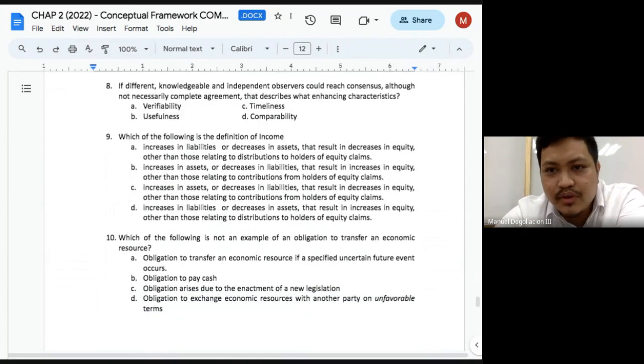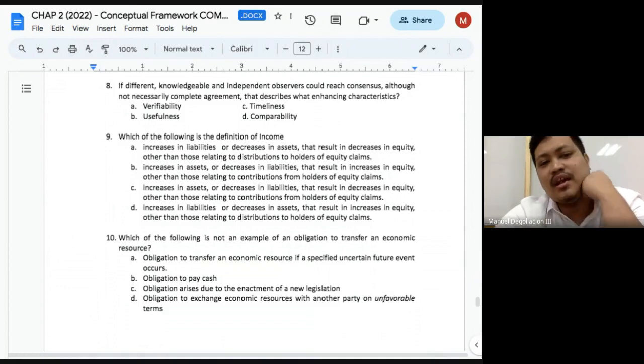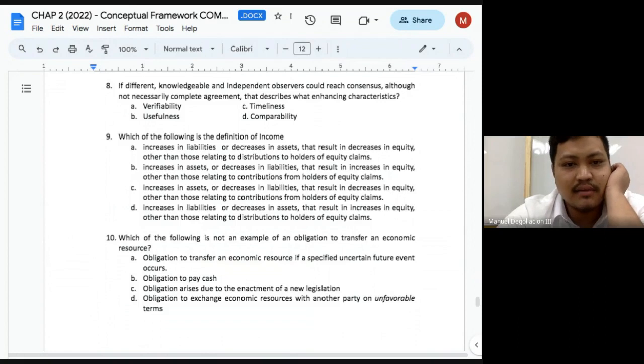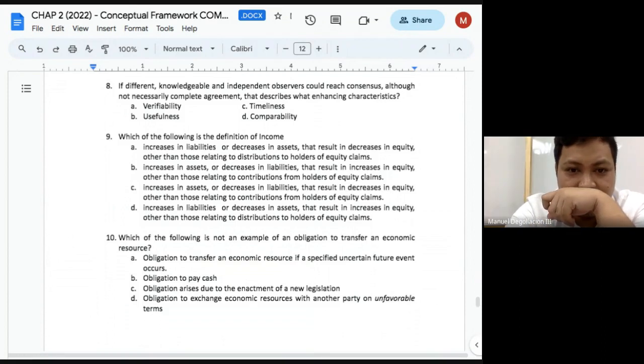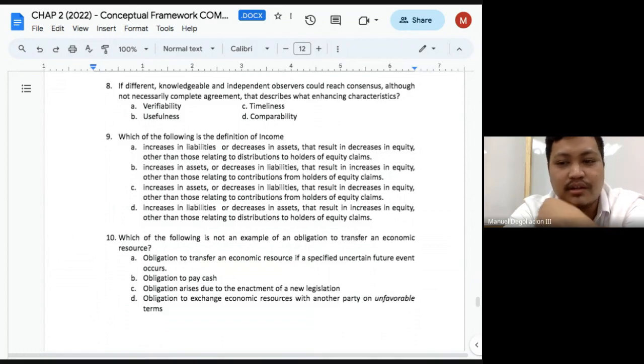Number 9, which of the following is the definition of income? The answer here is letter B. Okay, letter A is definitely wrong. Income will not result in an increase in liability or a decrease in asset. Letter C is wrong. Income may result in an increase in asset, decrease in liability. Okay, that's correct. But the net effect on your equity should be increase. It should increase your equity. That's why letter C is wrong. Letter D, increase in liabilities, just like letter A, is outright wrong.